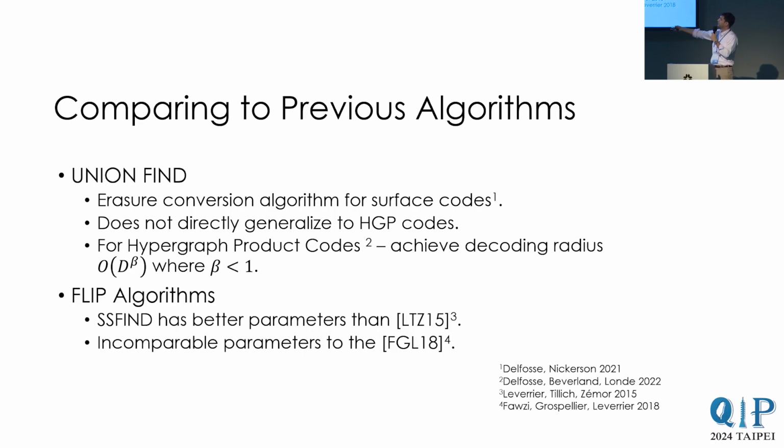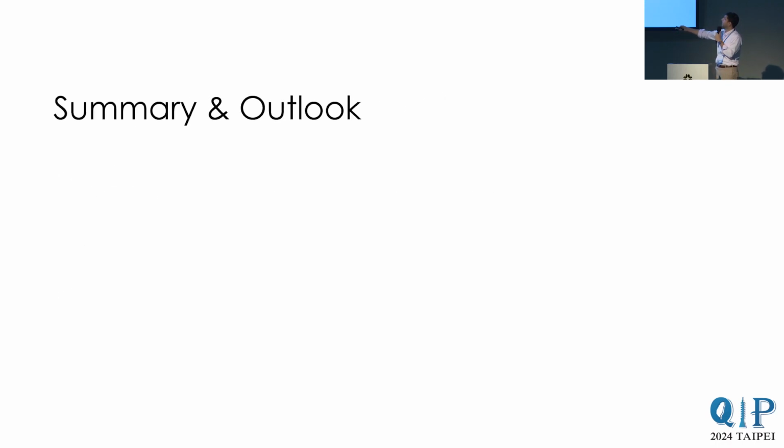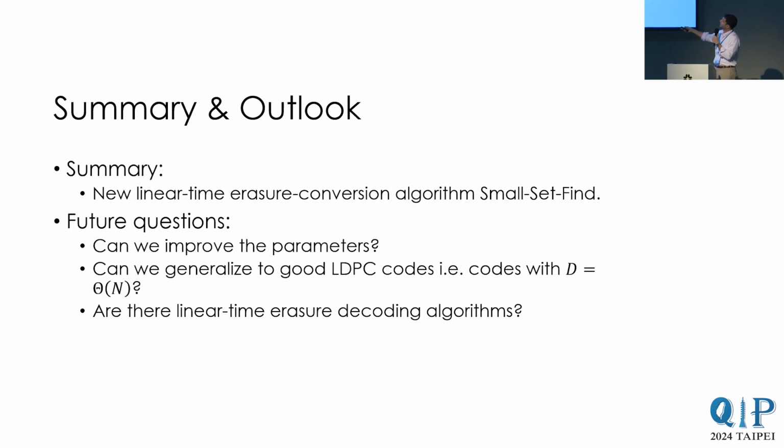And the other algorithms to compare against are flip. And there we find that we do better than the original version of flip, but not better than the iterations that came afterwards. It's unclear whether we do better than the iterations that came afterwards by Fawzi, Grospellier, and Leverrier. So with that, let me conclude just by leaving the summary and outlook slides up and open for questions since I'm out of time. Thank you.